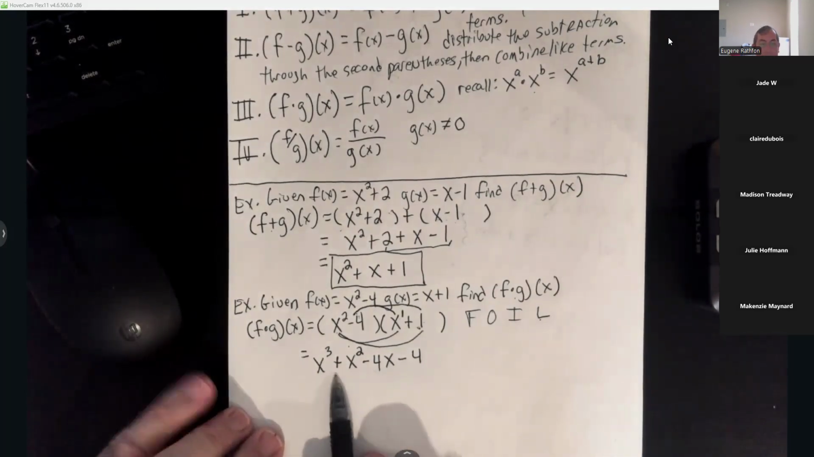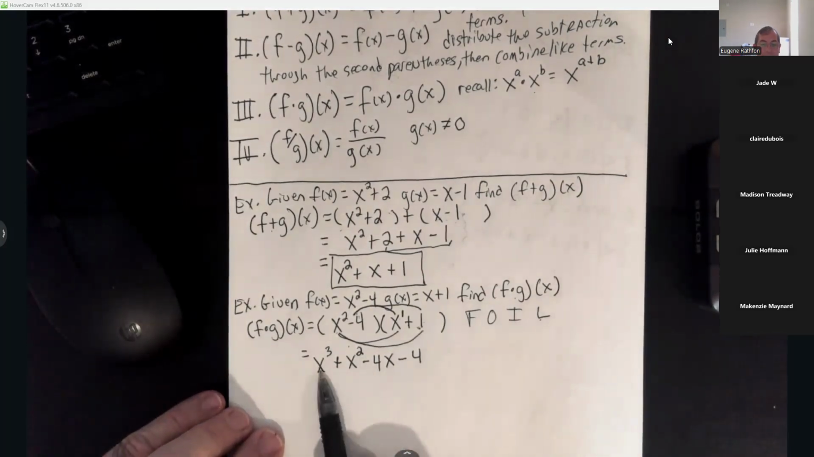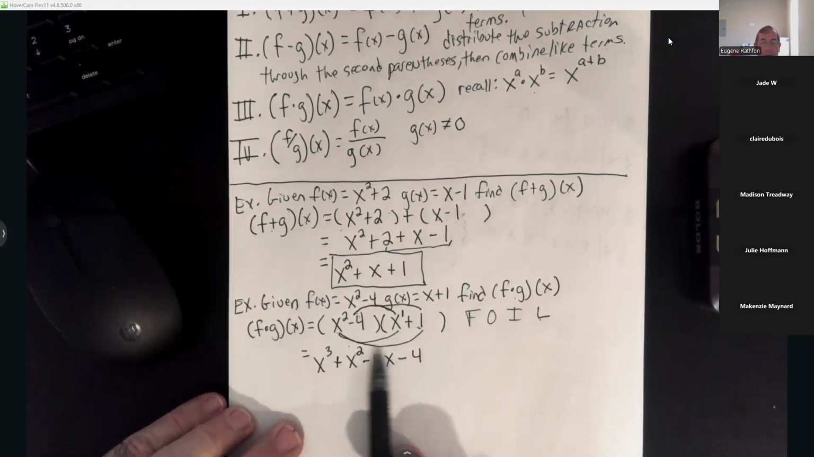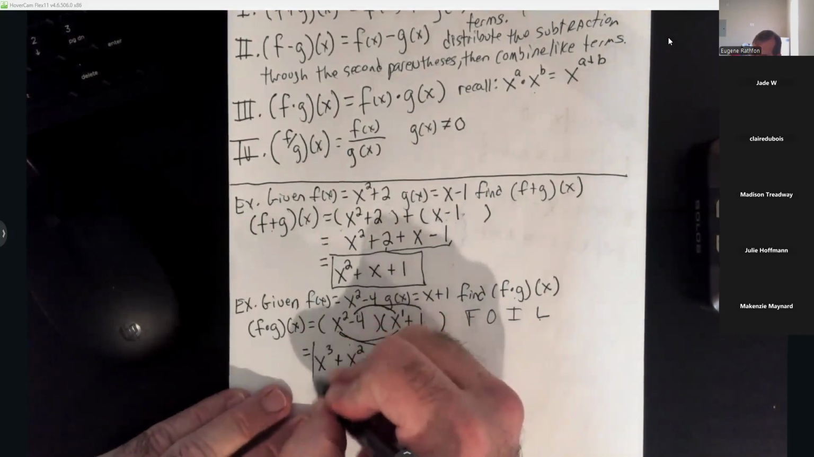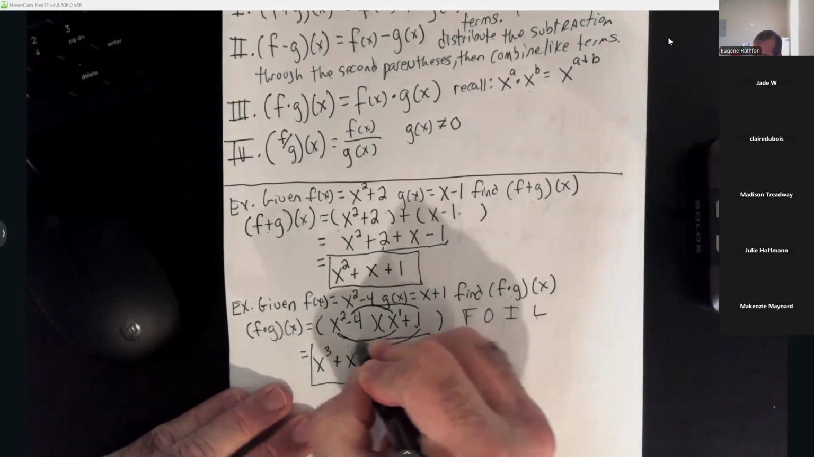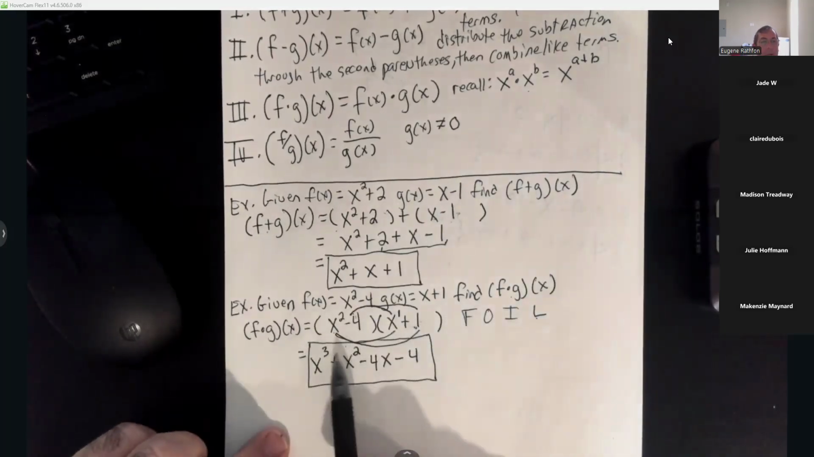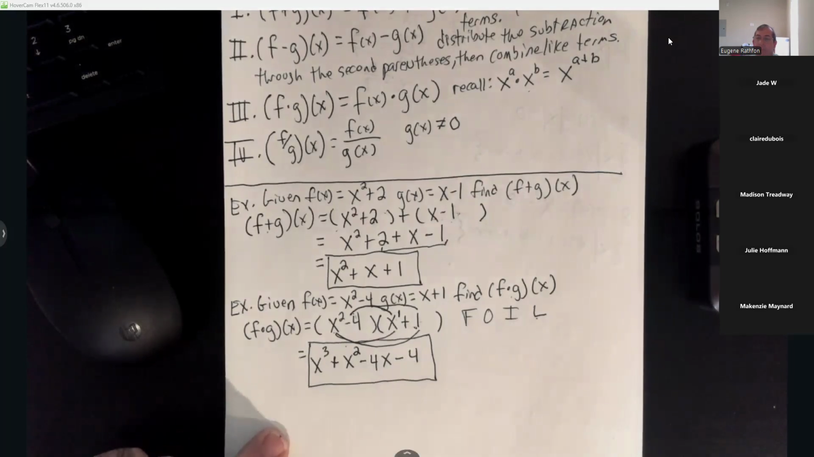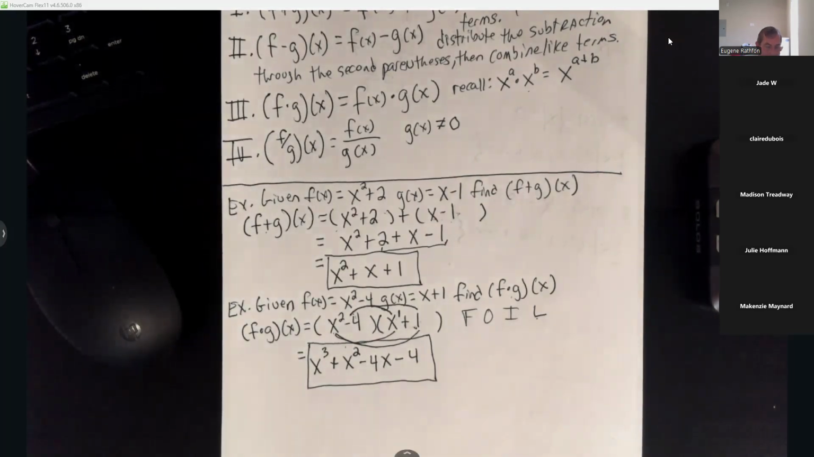Now, at this point, I would look for any like terms, but y'all, I don't have any like terms. I got an x cubed, an x squared, a negative 4x, and a negative 4. So since I don't have any more like terms, that would be my final answer. And notice it's already in descending order. My cube, my square, then my x, and then my number. So y'all, questions on that one?